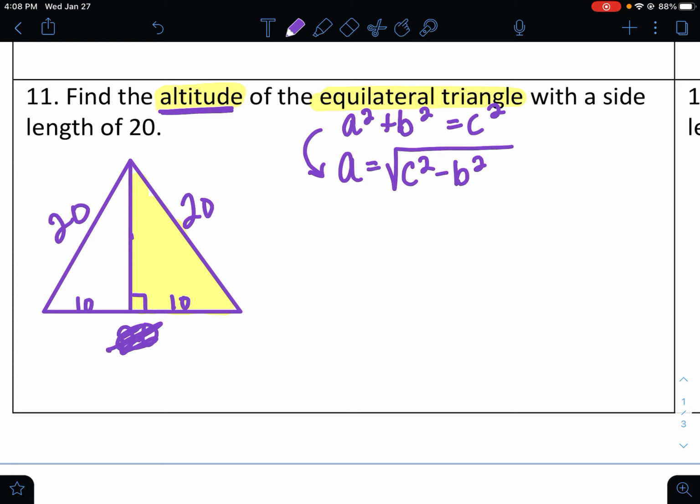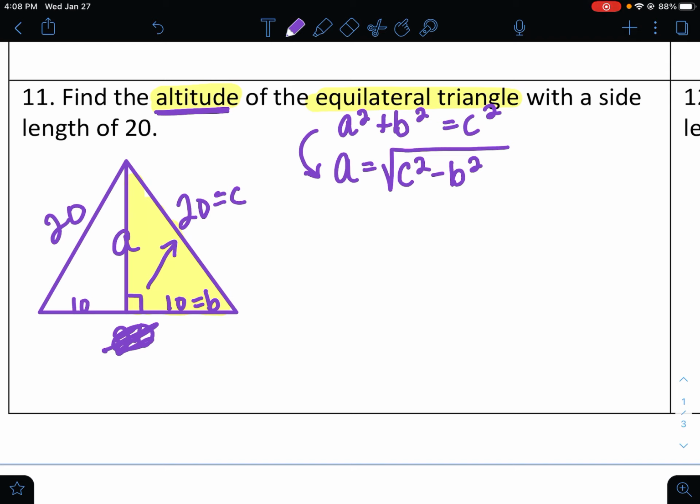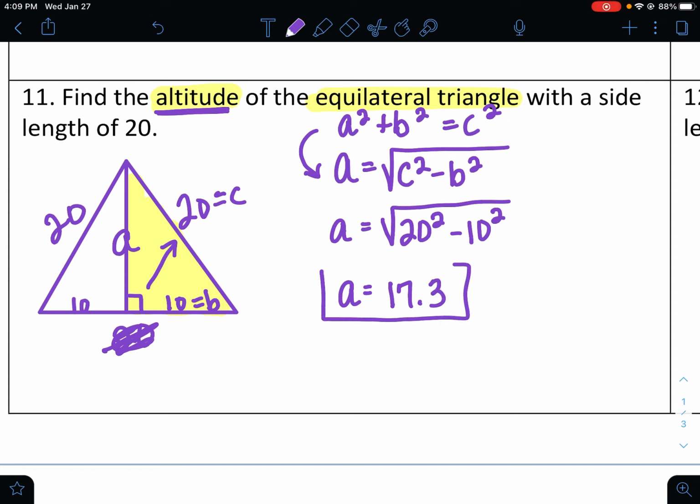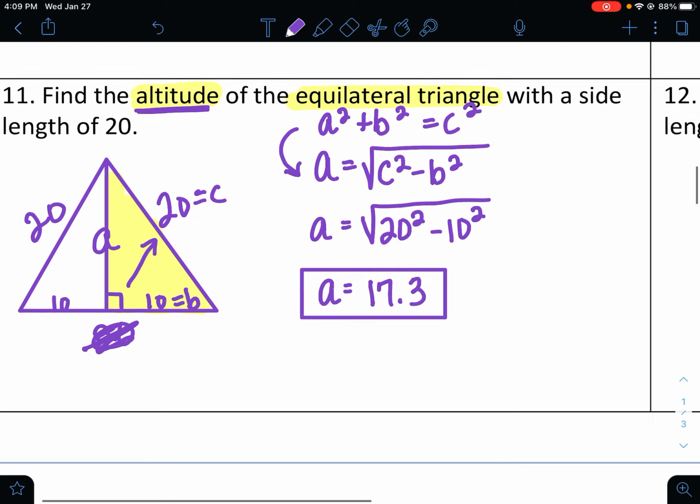Anyway, so we're going to call this A. This is going to be B. This is going to be C because it's across from the right angle. And we don't know A, but we do know that C is 20. So that's going to be 20 squared minus 10 squared because 10 was B. And when you enter that into your calculator, you should get 17.3. Okay, and that's all it asked us to find. It just said find the altitude.